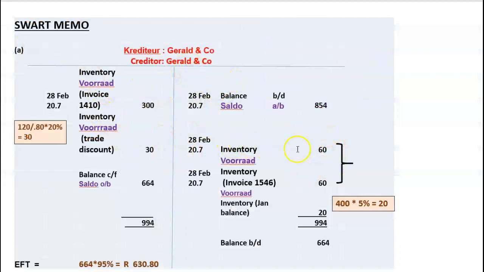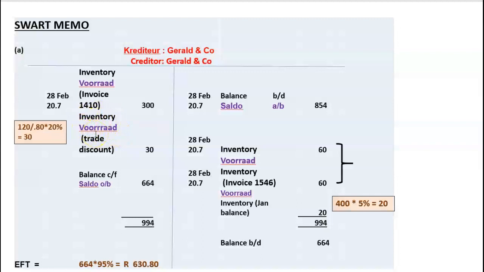What did we post? We posted 120 divided by 80%. That was the amount that we initially passed on the credit side as the invoice value. So we passed 150 Rand, 120 divided by 80%. So by how much was this invoice value overstated? 150 times 20% equals 30 Rand. So now we're going to debit this account in order to reduce the balance by that 30 Rand, and the counter leg will be posted against either inventory or purchases.